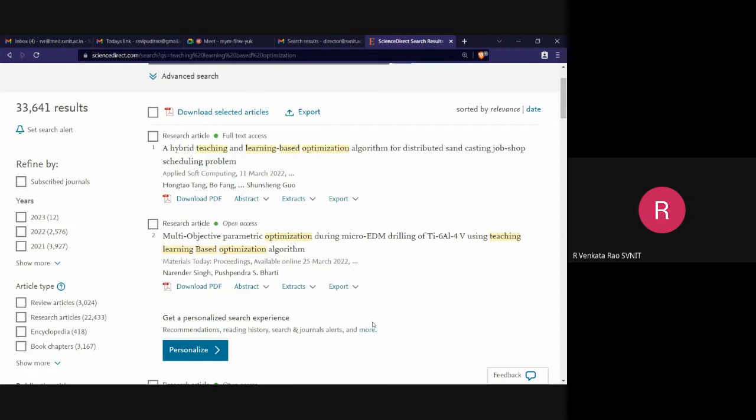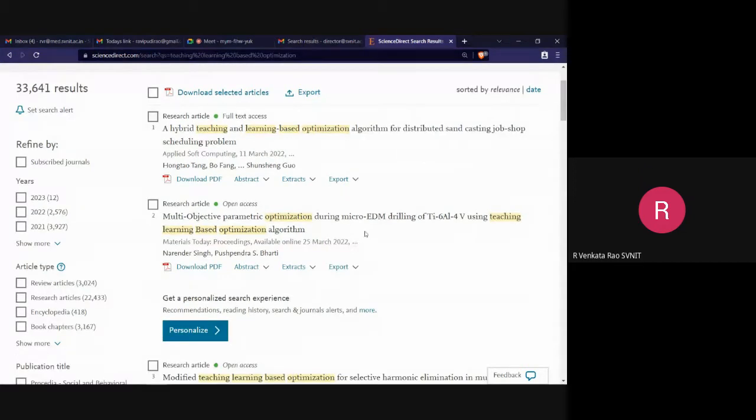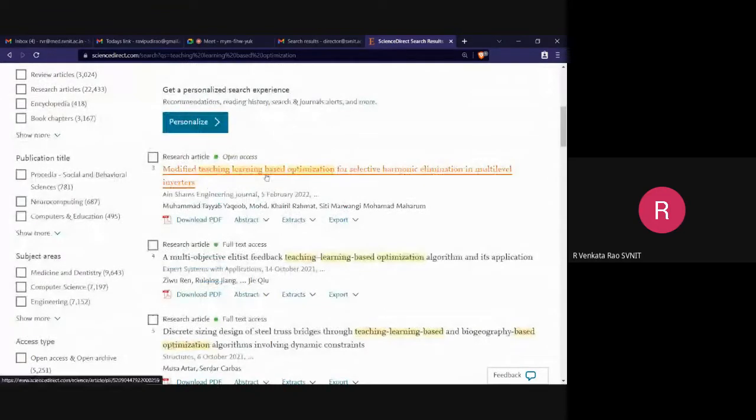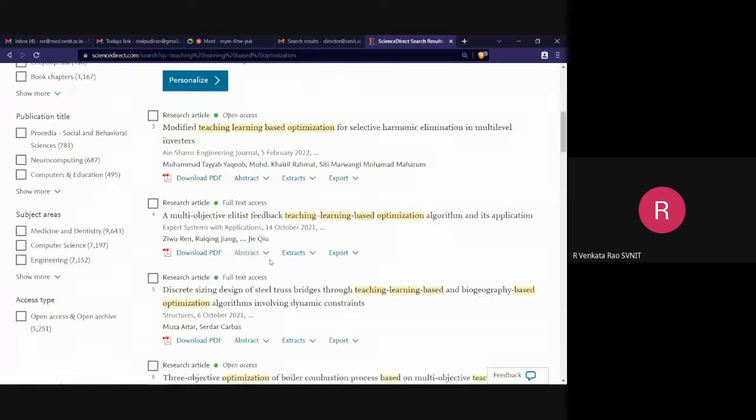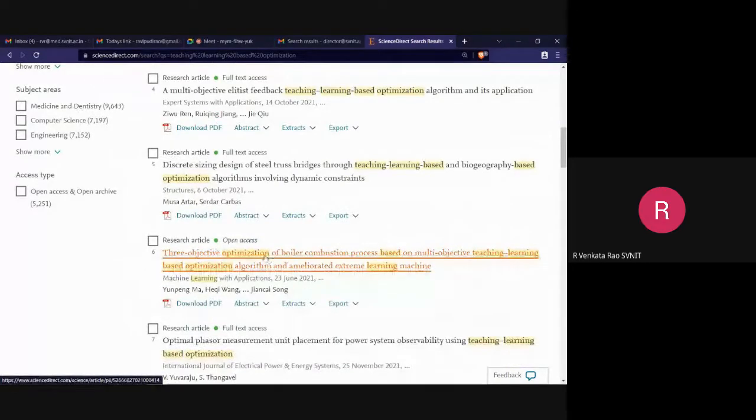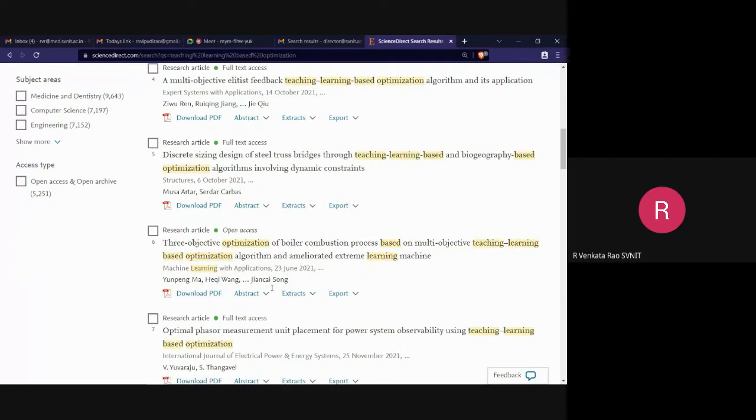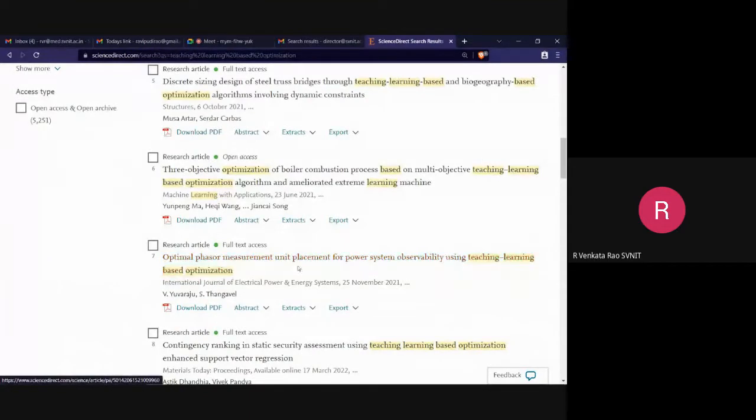And next is, of course, related to some parametric optimization. And then modified teaching learning based optimization for selective harmonic elimination in multi-level inverters. Next, you see a multi-objective elitist feedback teaching learning based optimization algorithm and its application. In the fourth case, they have applied it to discrete sizing design of steel truss bridges. That means structural engineering. Then here, three objective optimization of boiler combustion process. That means for multi-objective optimization, they have applied this TLBO algorithm. And optimal phasor measurement unit placement for power systems. This is by electrical engineering people.